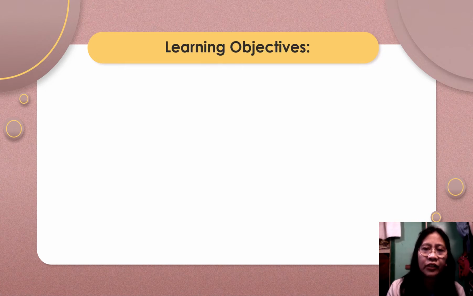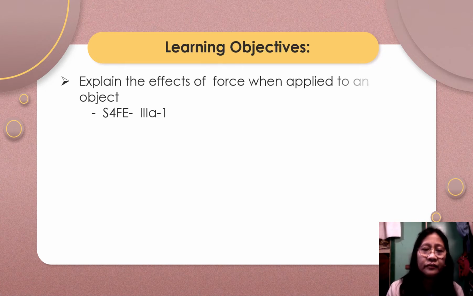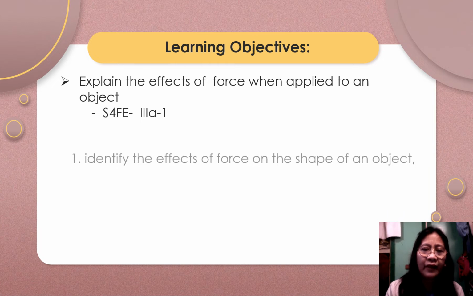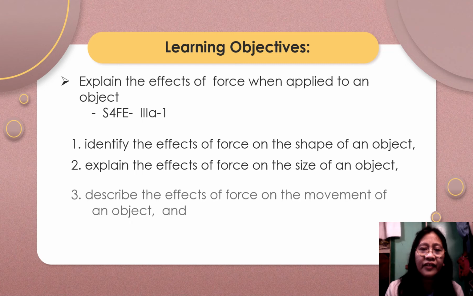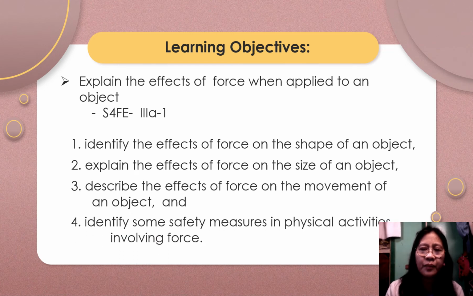And for our learning objectives for today's lesson: explain the effects of force when applied to an object. Identify the effects of force on the shape of an object. Explain the effects of force on the size of an object. Describe the effects of force on the movement of an object. And identify some safety measures in physical activities involving force. So this will be our target for today's lesson.